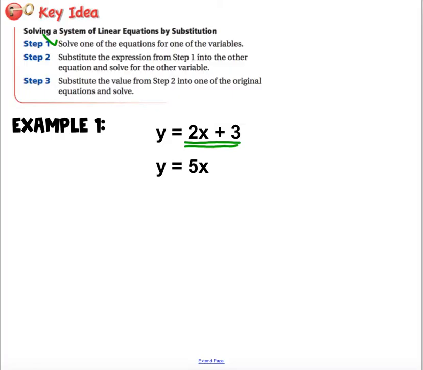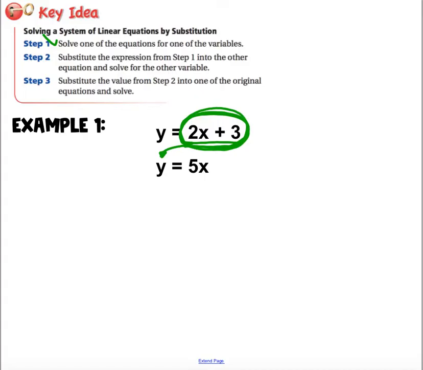y equals 2x plus 3. That's what y equals. And we're going to substitute it into the second equation wherever we see a y. So again, y equals 2x plus 3. We're going to put it right where we see a y.